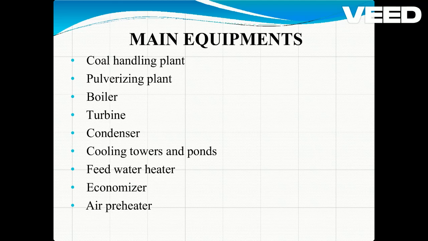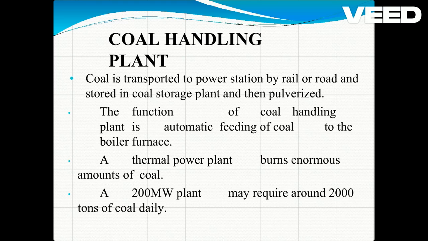The question will be asked from this section, like: what are the main equipments used in the thermal power plant, and discuss their working operation. So the first, the coal handling plant.